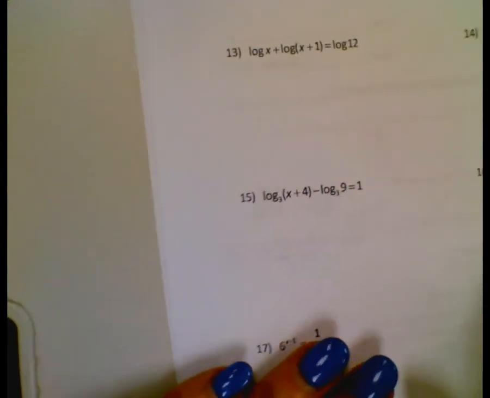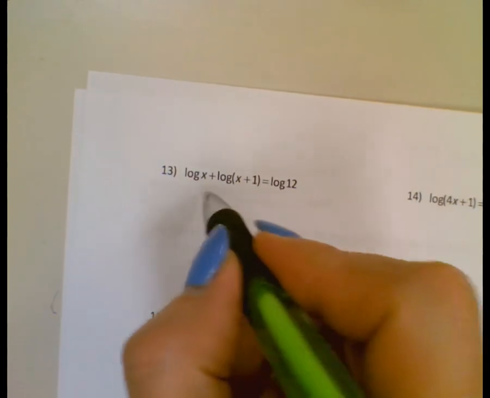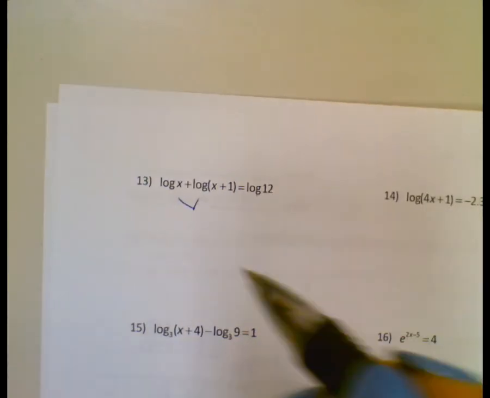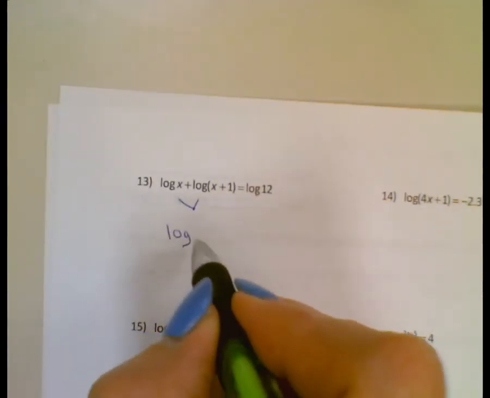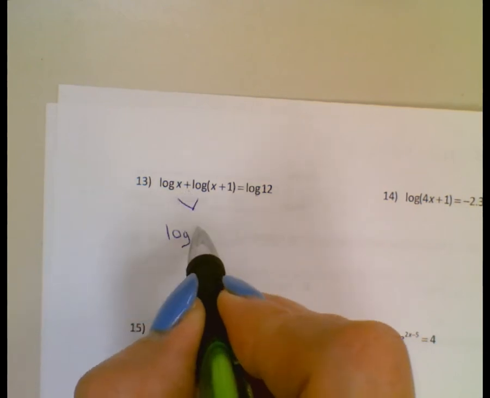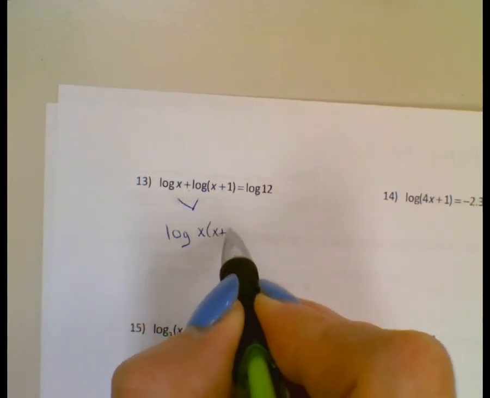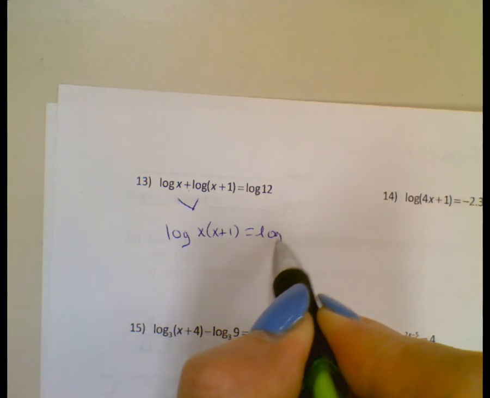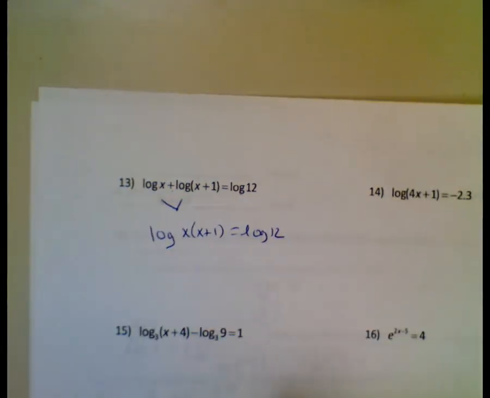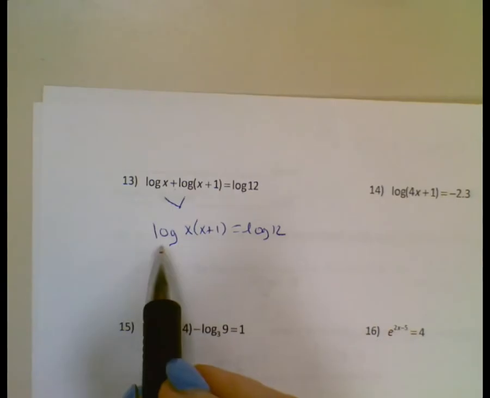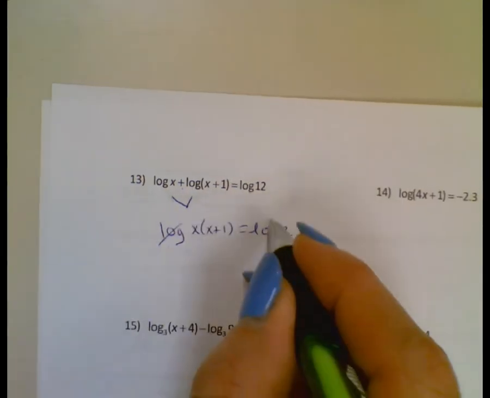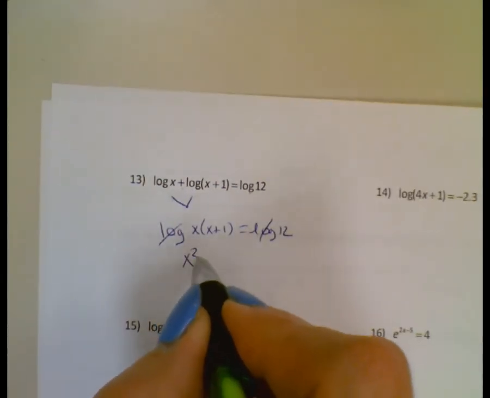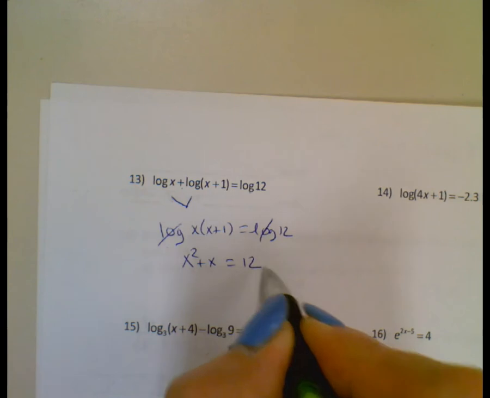Get ready. All right, so in this one, we have logs, 3 logs. 3 logs is too many. Just remember that. 3 logs is too many. So we got to condense on the side that has 2 of them. So we're going to make this 1 log. And since there's a plus sign there, we're going to multiply x to x plus 1. Like that. Once you get a single log on the left and a single log on the right, you can drop your logs. So this is going to be x squared plus x equals 12.